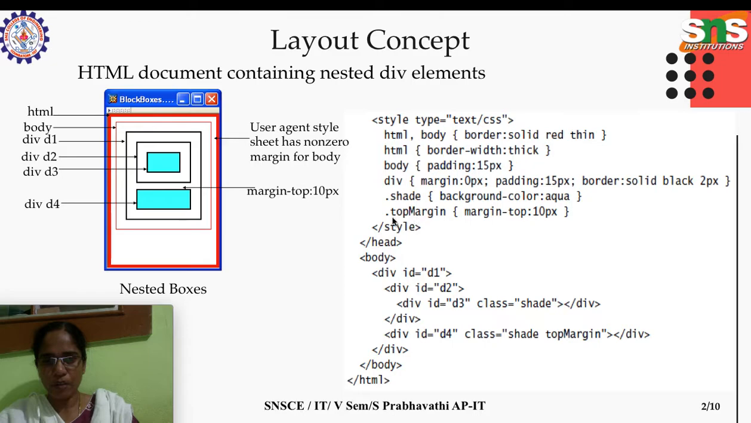And top margin is a class, so it is prefixed by the dot symbol, dot top margin, whose style is margin top 10 pixels. We are using it in div 4, which is outside of this div 3. So this is div 3, and this is div 4. In div 4 we have two classes, shade and top margin. Shade gives the background color aqua, and top margin is margin top 10 pixels.